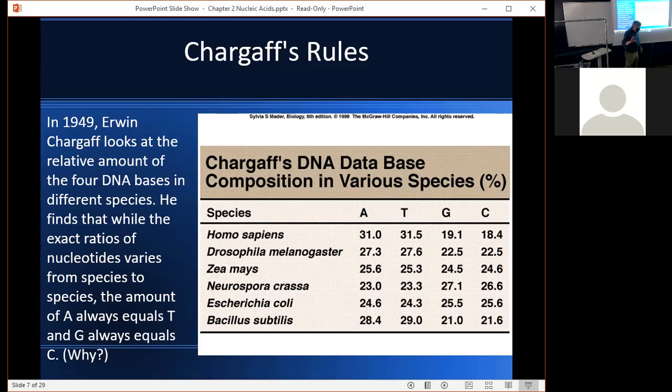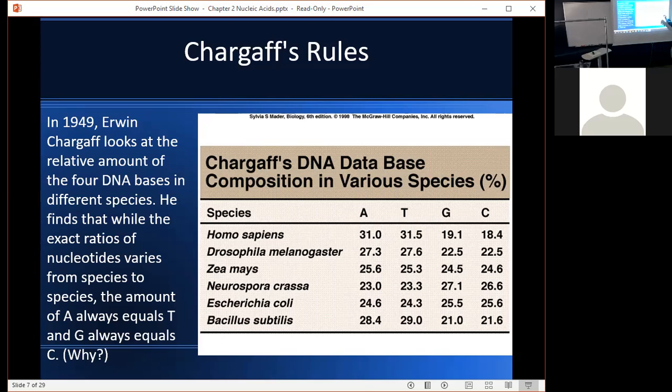So at this point in time, there's been a couple experiments that indicate that DNA is actually the carrier of genetic information. However, we don't really know too much about the structure of the DNA molecule yet. That's going to come in a couple of years in 1956 when Watson and Crick do their famous experiments to show that it's the double helix. At this time when Chargaff is doing his experiments, they still don't know the structure of DNA. However, he found something really interesting.